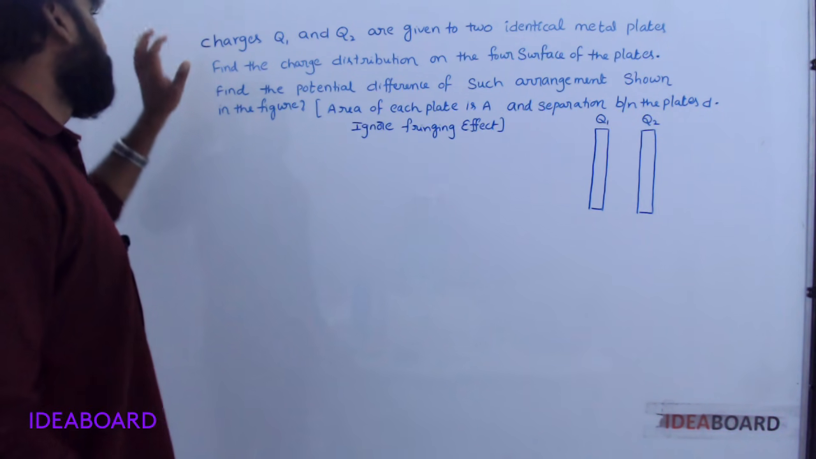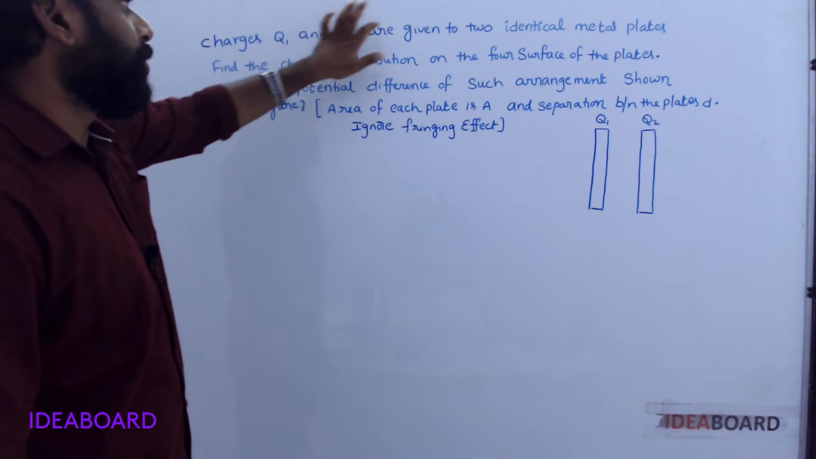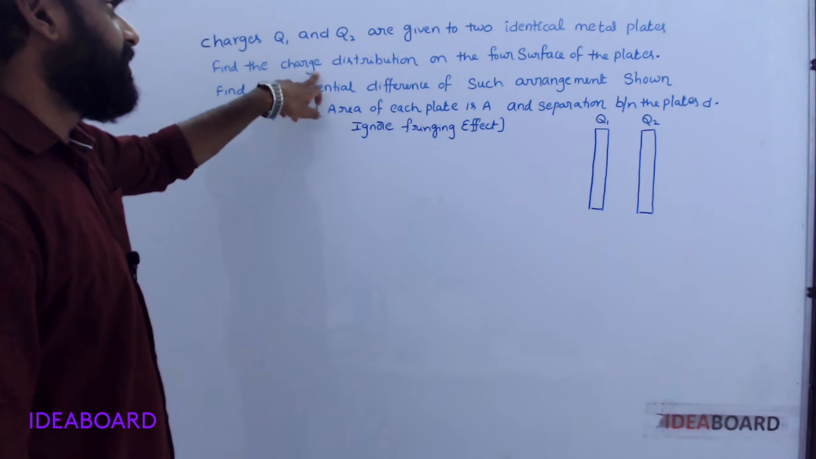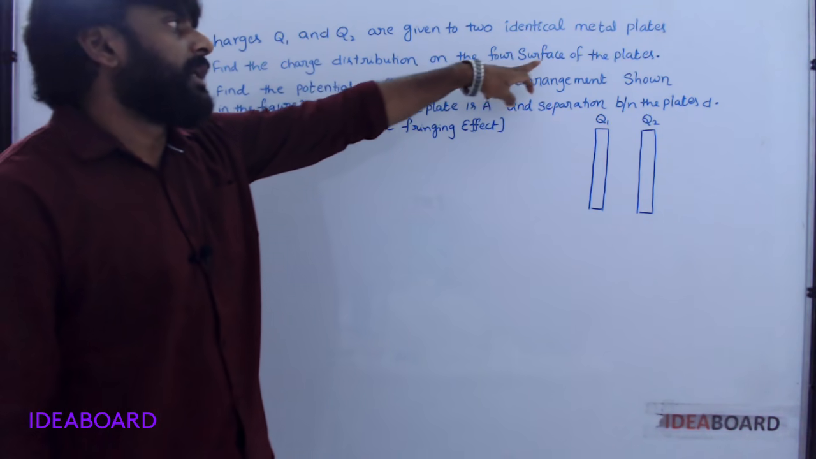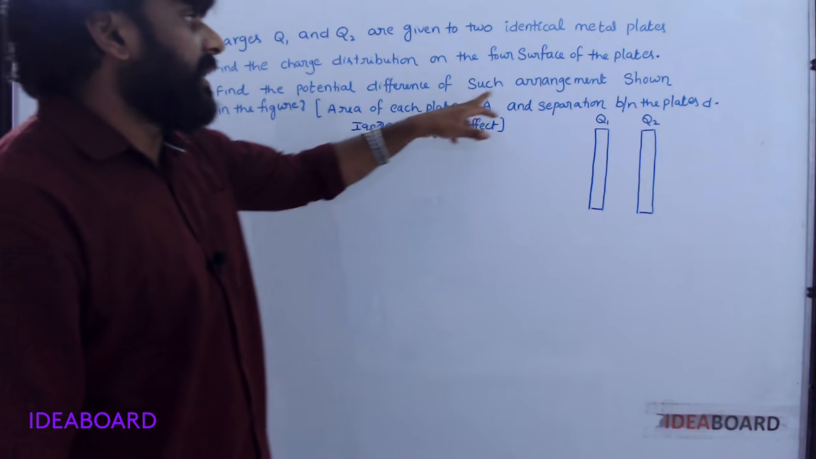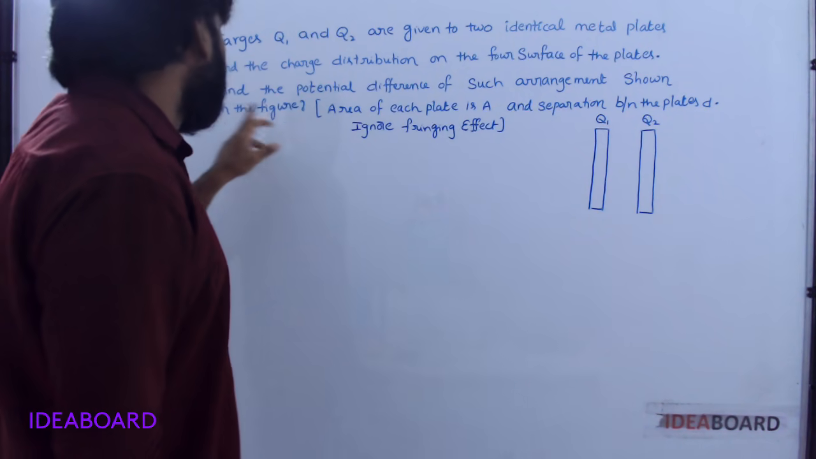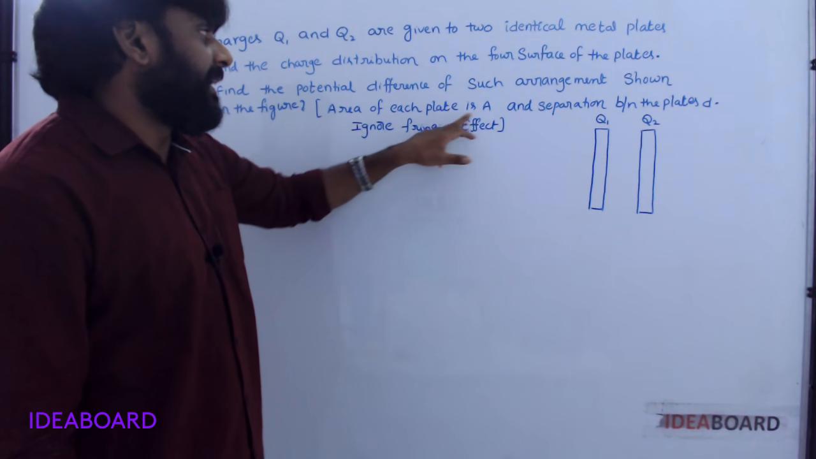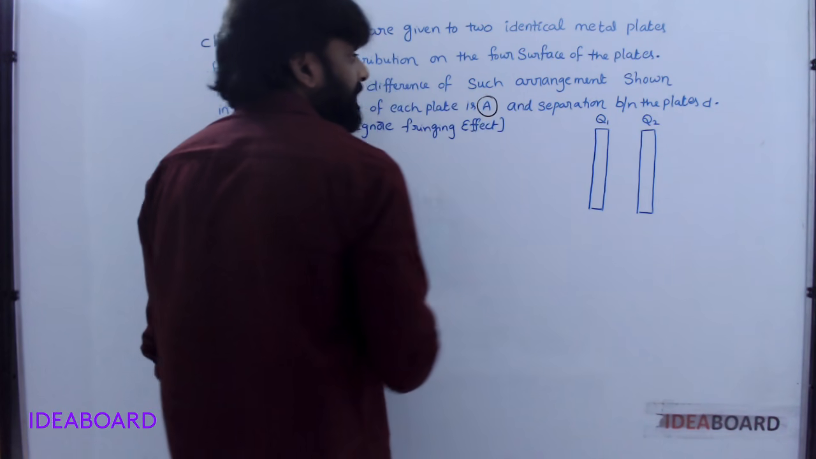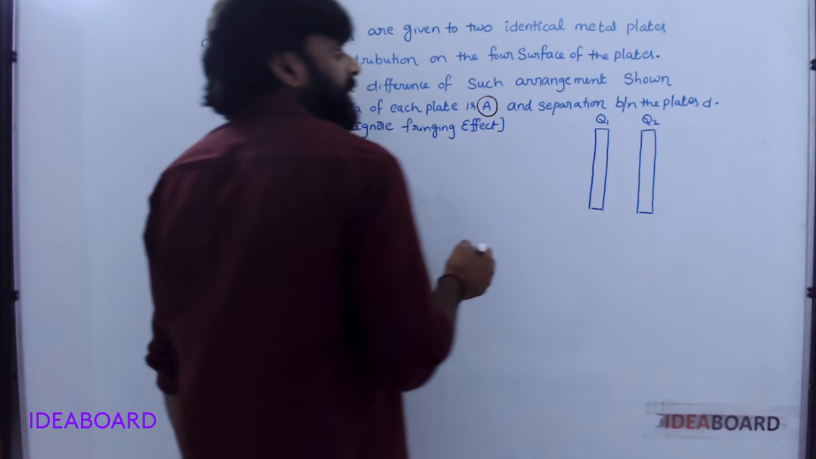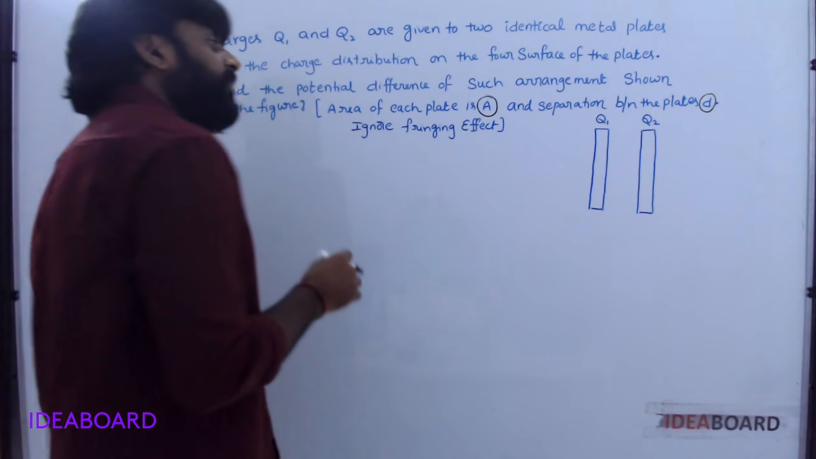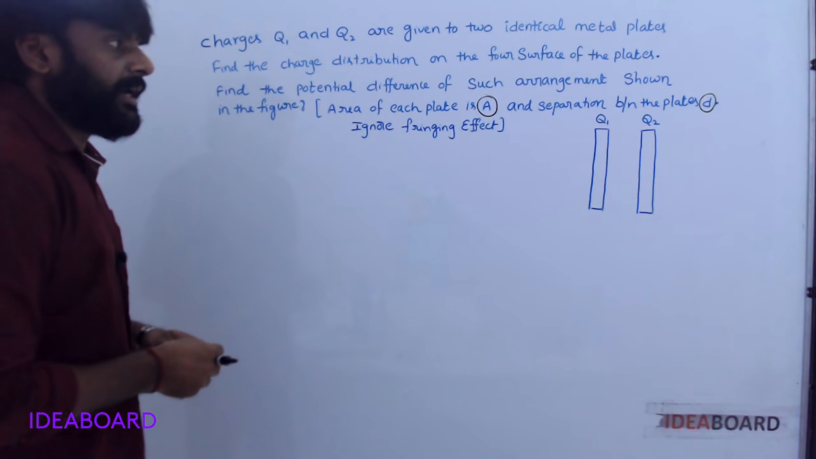See another problem. Charges Q1 and Q2 are given to two identical metal plates. Find the charge distribution on the four surfaces of the plates. Find the potential difference of such arrangement shown in the figure. Area of each plate is A and separation between the plates is D. Ignore fringing effect. Understood? Okay.